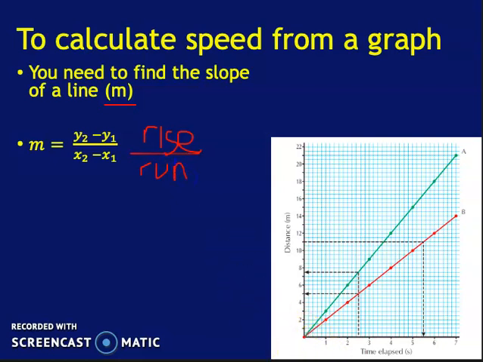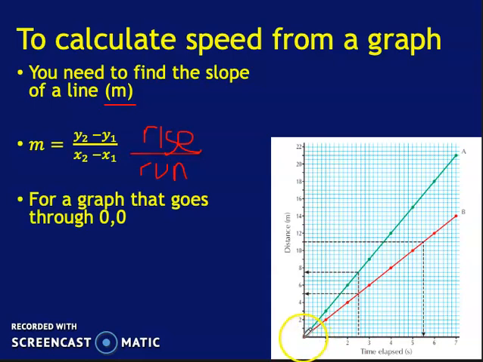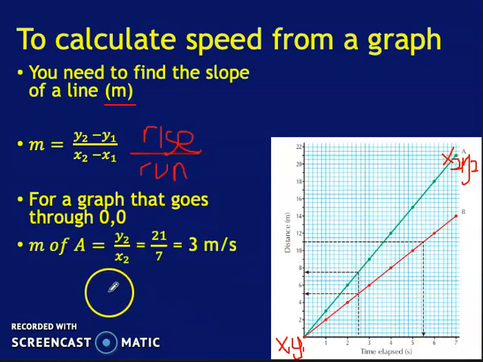So my suggestion is, because this graph runs through 0, 0, you can make this point down here x1, y1. So essentially you're going to be putting 0 into this part of your equation, which means you can forget about it. And I would always suggest taking your end point to be x2 and y2. Okay, so you find what x is, just like we found the other pieces of information earlier. So it's going to look like this for you.